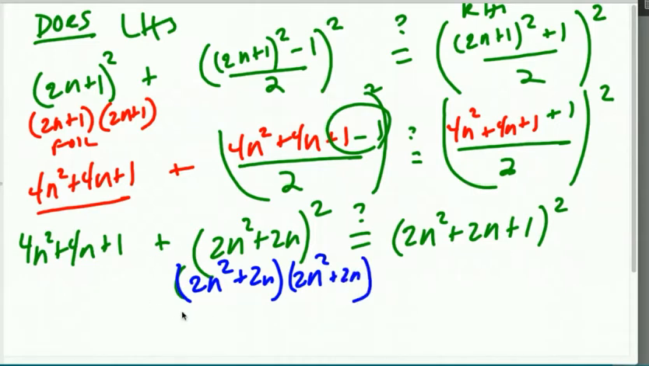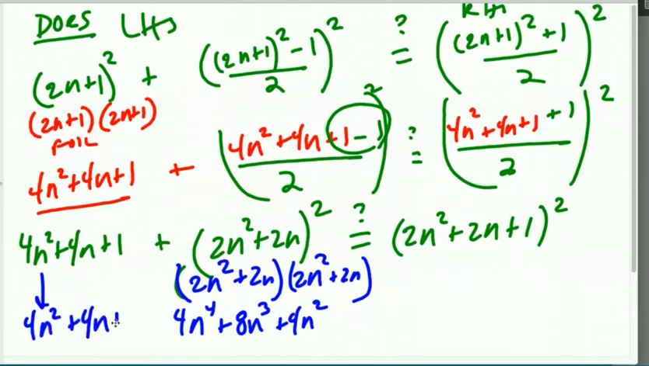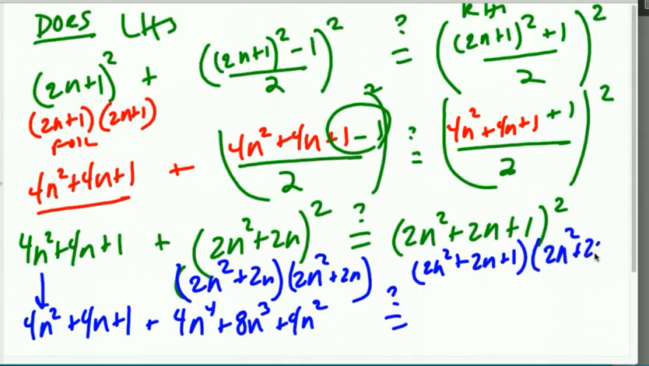When I FOIL this, I'm going to end up with a 4n to the fourth, right? That's first. Outer and inner will both be a 4n cubed. So that's an 8n cubed. Last is going to be a 4n squared. I still have this 4n squared plus 4n plus 1. And then I'm asking if this is equal to, on this side, now when I distribute, it's going to be a lot harder because it's not a FOIL situation when you have three terms, right? So I'm going to take this guy and distribute him to everybody over here, which is going to give me a 4n to the fourth, a 4n cubed, and a 2n squared.